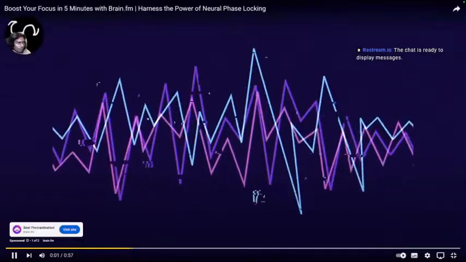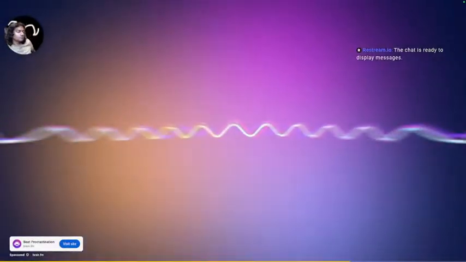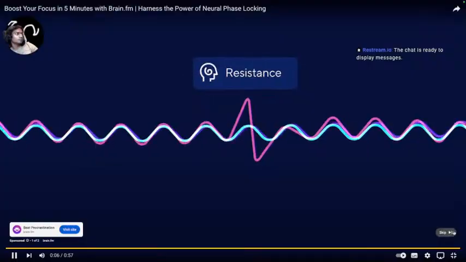This is your brain when you're struggling to focus. And this is your brain when you're in the zone, but getting in the zone. Come on.